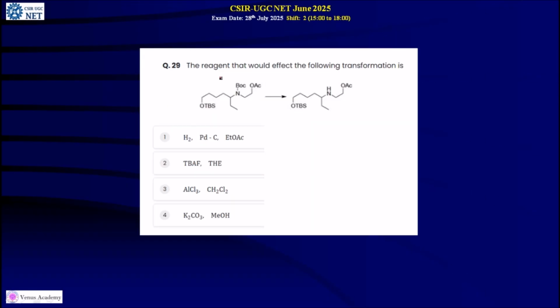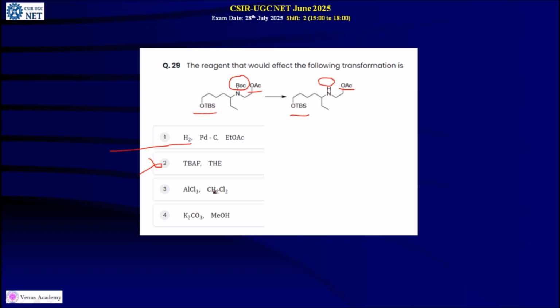Next. The reagent that would affect the following transformation is, see what is happening, TBS is intact. So OAc, it is an ester, also intact. So Boc deprotection is taking place. There is no Boc. So Boc deprotection in presence of what? So hydrogen palladium, no. TBAF, if you use tetrabutyl ammonium fluoride, TBS will be deprotected. So this is not going to be the correct answer.